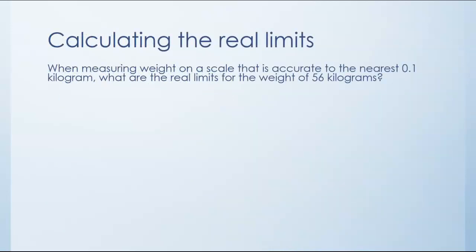So now let's do an actual example. When measuring a weight on a scale that is accurate to the nearest 0.1 kilogram, what are the real limits for the weight of 56 kilograms? So this is our steps on how to do this. We want to divide our desired accuracy by 2. Remember, we want it to be accurate to the nearest 0.1 kilogram, so we're going to do 0.1 divided by 2, which would give us 0.05. So that's half of our desired accuracy.